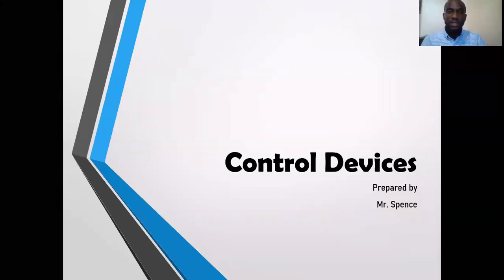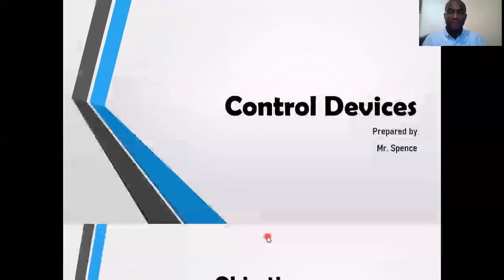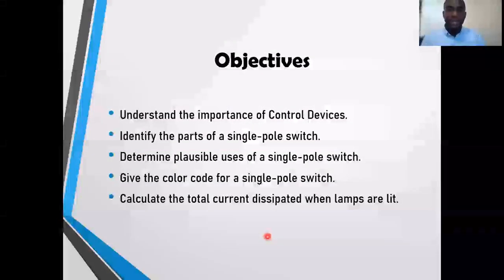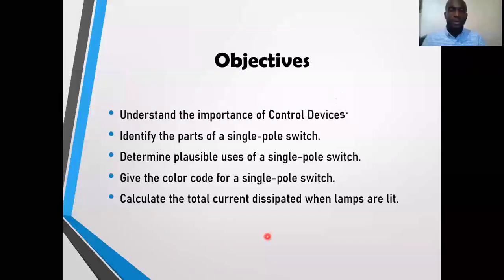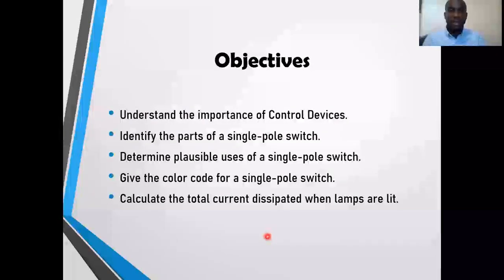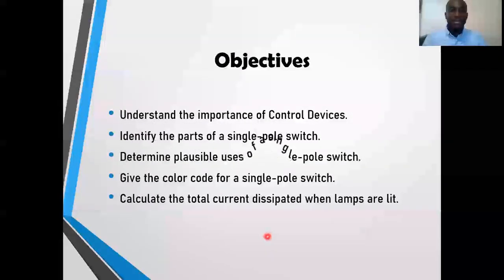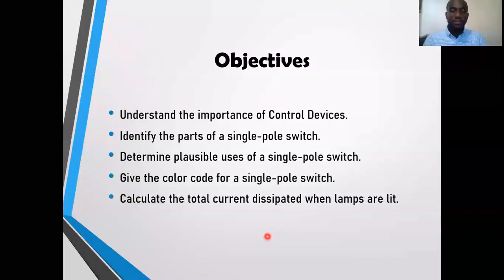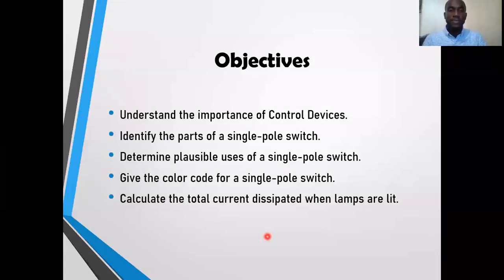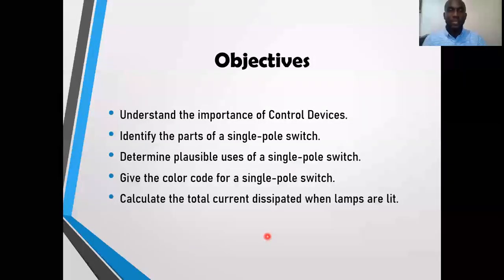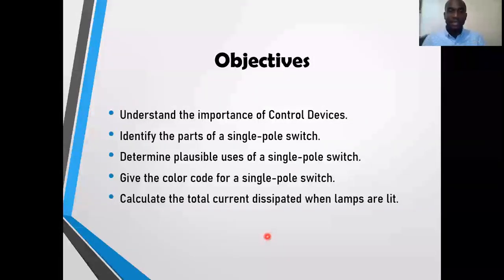Today, we will be discussing control devices. I am Mr. Spence. The objectives for today's lesson are, at the end of today's lesson, you will be able to understand the importance of control devices, identify the parts of a single pole switch, determine plausible uses of a single pole switch, give the color code for a single pole switch, calculate the total current dissipated when lamps are lit. Let's dive right in.